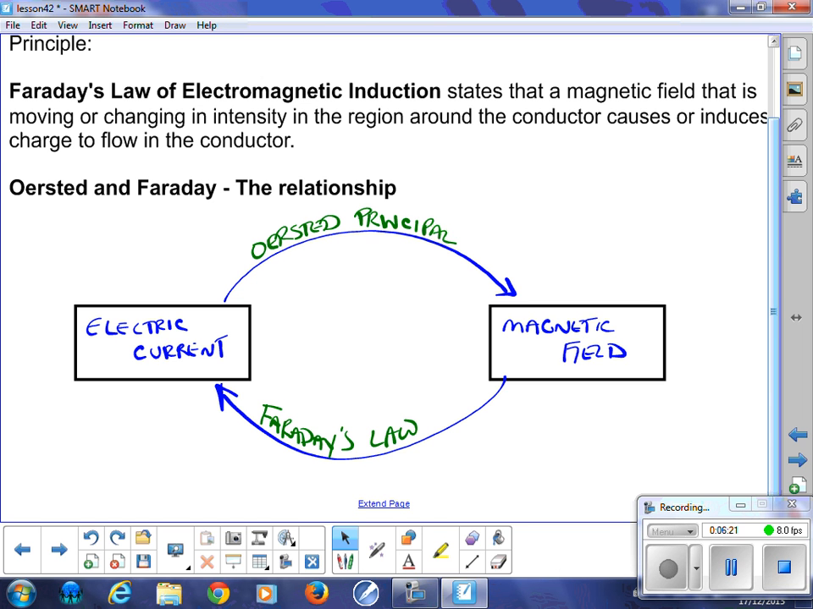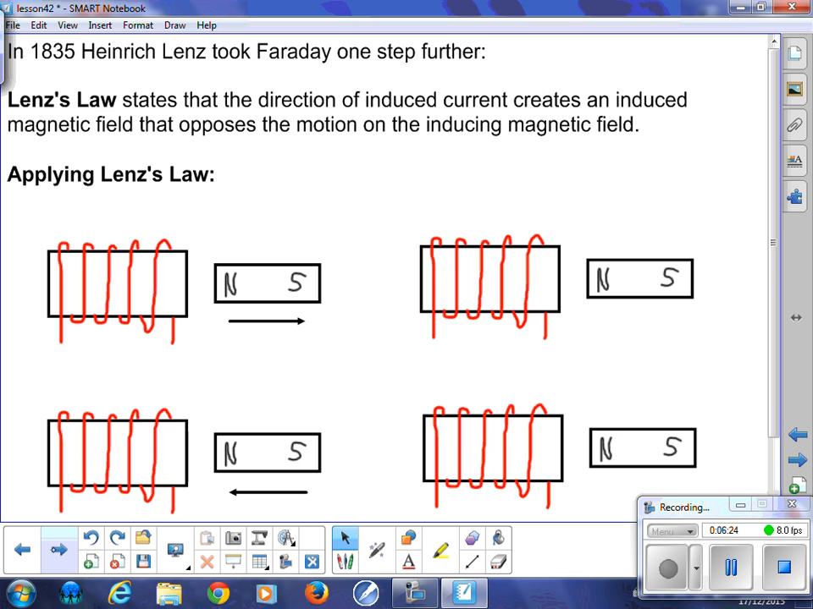Taking that one step further, and incorporating something else we talked about, Lenz's law. In 1835, as we move along the timeline, Heinrich Lenz took Faraday one step further. Lenz's law states that the direction of induced current creates an induced magnetic field that opposes the motion of the inducing magnetic field. So what does that mean?